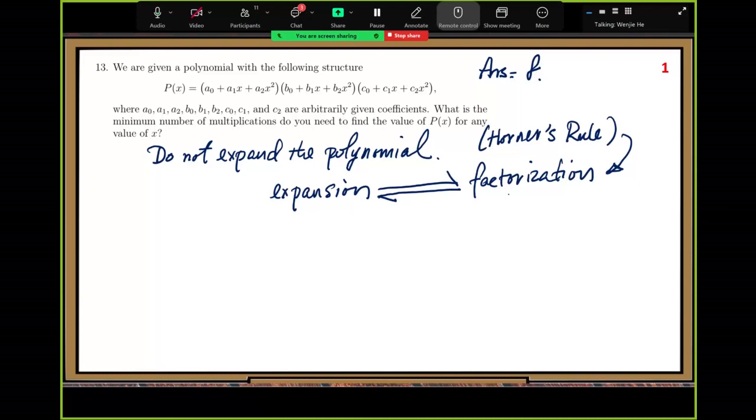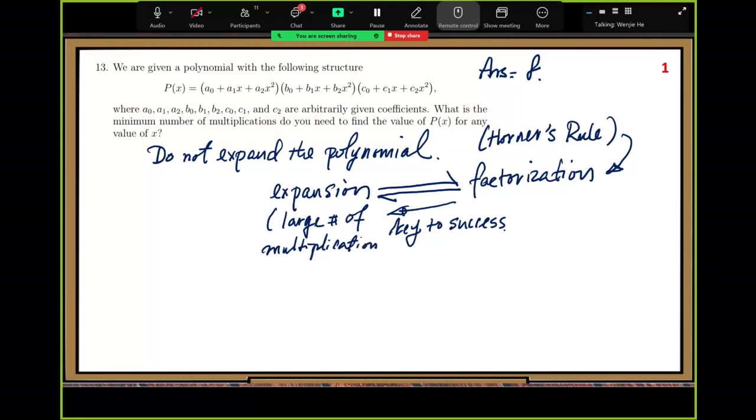Now if you go the opposite way, away from the key to the success, that's why your number is large, a large number of multiplications. You go the opposite way. Don't do it.